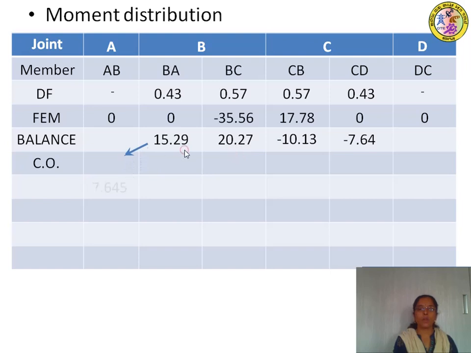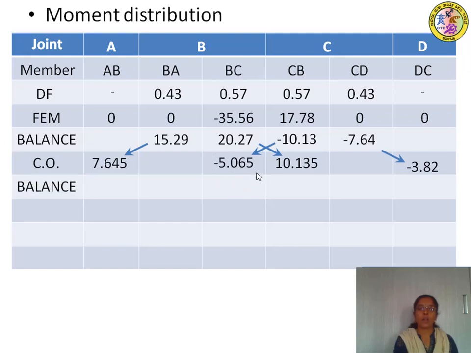So half of 15.29 will be equal to 7.645, and from BC to CB half of 20.27 will be equal to 10.135. Next, from CB to BC half of minus 10.13 will be equal to minus 5.065, and from CD to DC minus 7.64, half of which will be equal to minus 3.82. Again, the joints B and C got imbalanced. So the next step is to balance joint B and C.